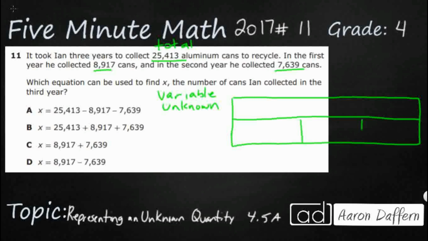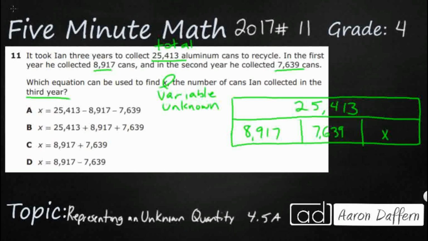Because it took him 3 years to figure that out, we're going to break this up into thirds here, and there's our total, 25,413. And then they're giving us the first year, 8,917. So I'm going to put that right here. That's year 1. Second year, 7,639. This is year 2. And then X is, look at that, third year, year 3. So I need to figure out what that X is. How would I figure out what that X is?